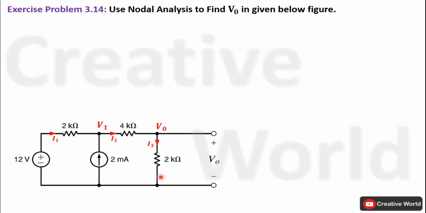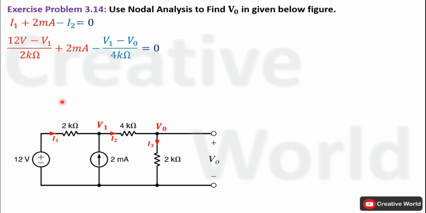Now we will apply one by one Kirchhoff's current law on these two nodes to find their respective node voltage equations. We will start from here. On this node, two currents are entering, 2 mA and I1, while only one current is leaving, I2. Entering currents are taken with positive sign, while leaving current is taken with negative sign. In next step, we have to replace these two currents with their respective equations.